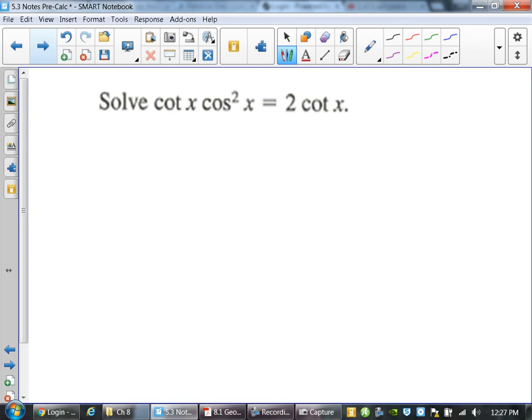All right. What do you do first? Subtract the sine or cosine. Divide by... You cry. No, because then you eliminate a solution. Yes. Set it equal to 0. So we get cotangent x cosine squared x minus 2 cotangent x equals 0.